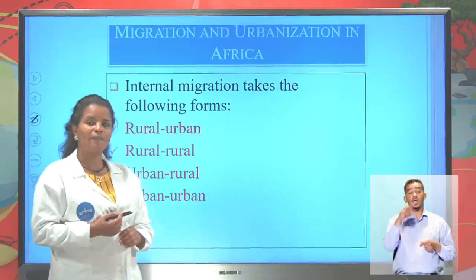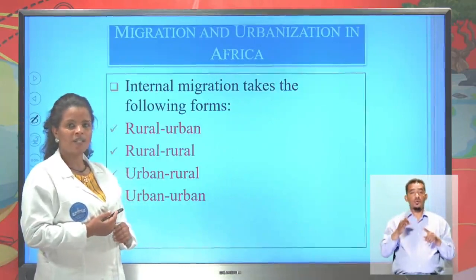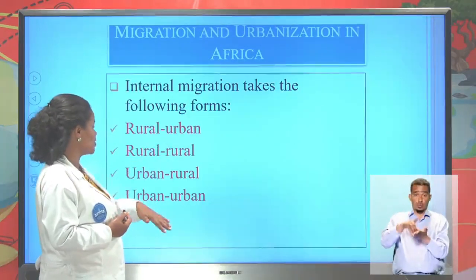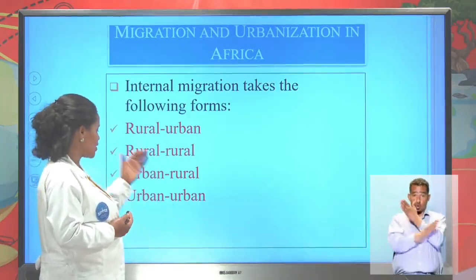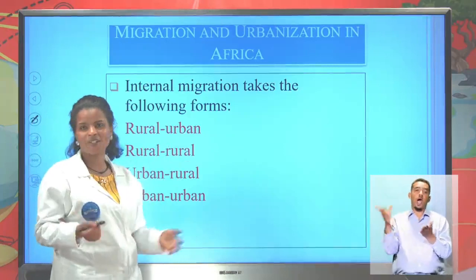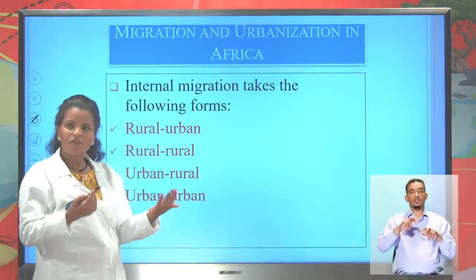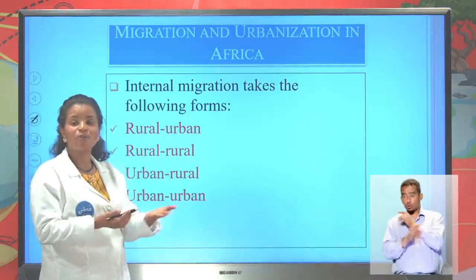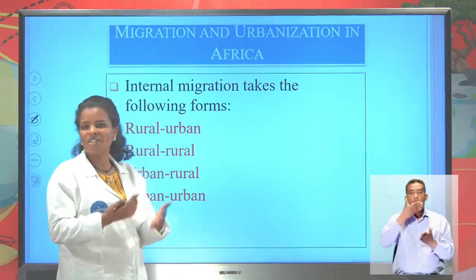There are different types of migration. That is rural to urban migration, rural to rural migration, urban to rural migration, and urban to urban migration, for searching different things. For example, people migrate from a rural area to urban for searching better life, education, and so on.